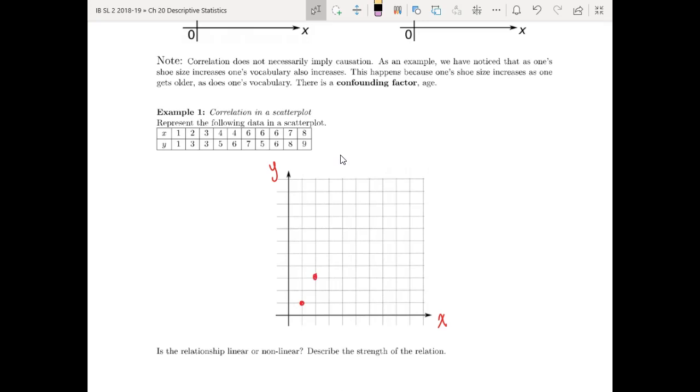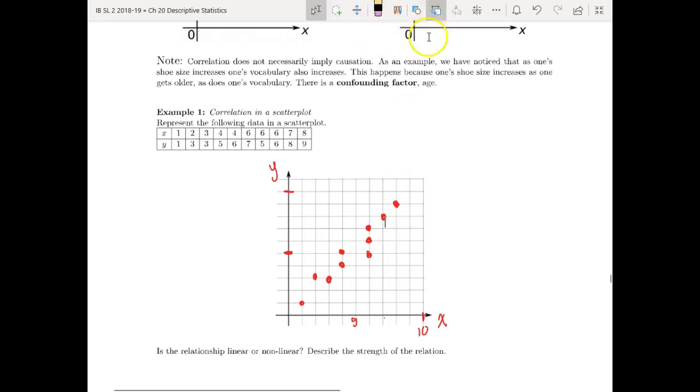1, 1, 2, 3, 3, 3, 4, 5, 4, 6, 6, 7, 6, 5, 6, 5, 6, 6, 7, 8, 8, 9. So something like that.